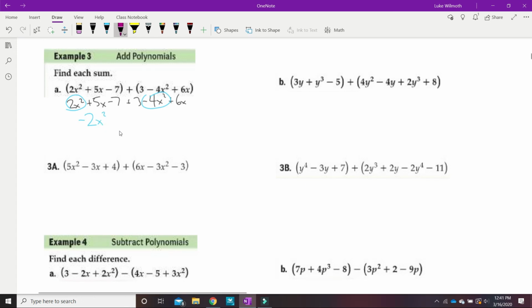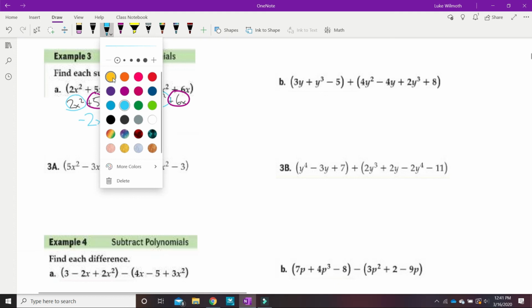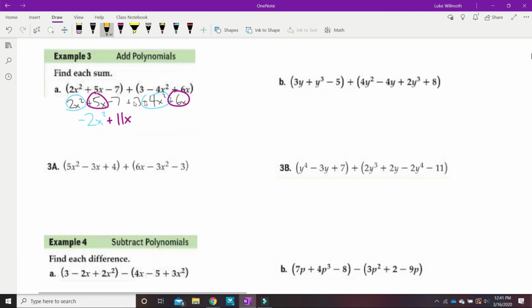So now let's try the next term. Plus 5x plus 6x. That's going to be plus 11x. And then finally, minus 7 plus 3 is going to be a minus 4. So my answer is negative 2x squared plus 11x minus 4.